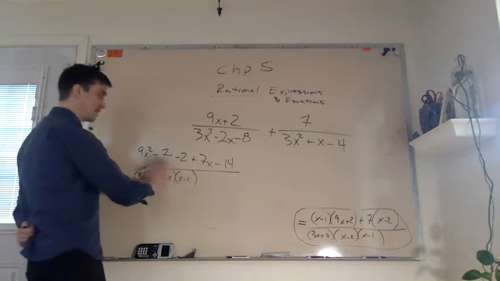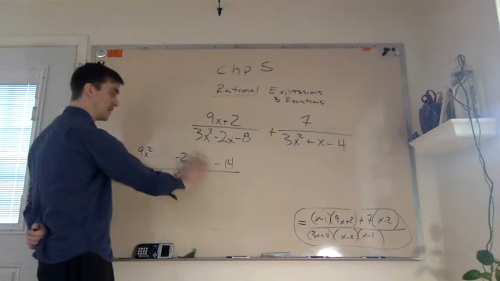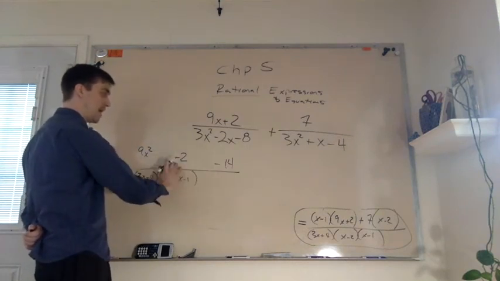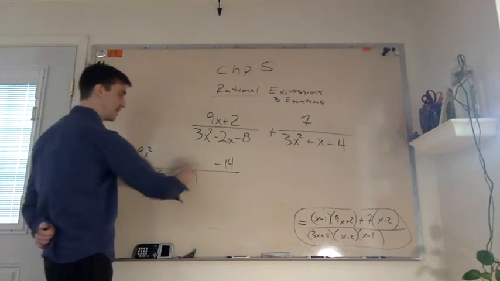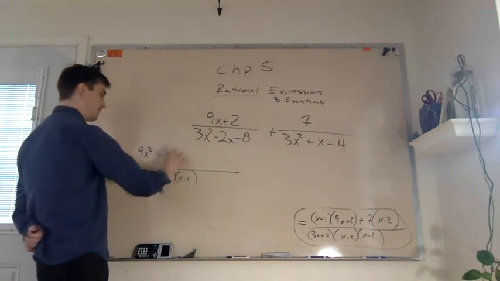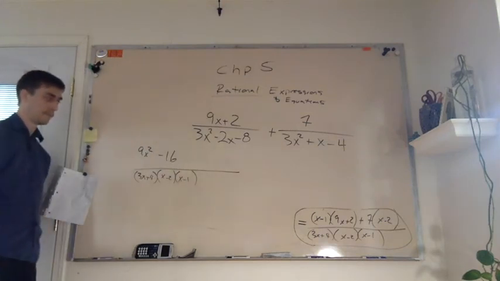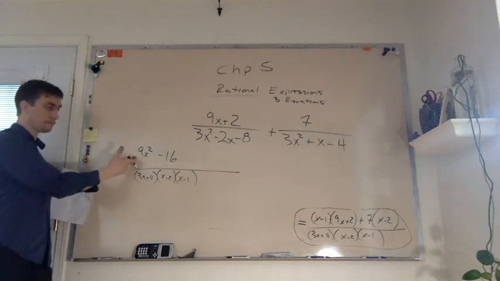Seven x plus 7x goes away. Negative 7x plus 7x goes away. And then 14 minus 2 is minus 16. Okay, so there's where you're at.